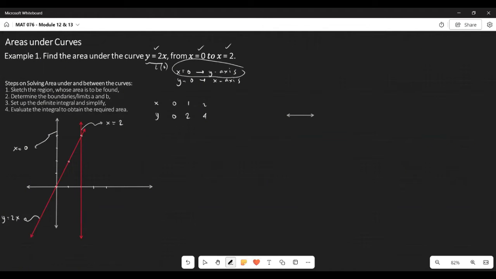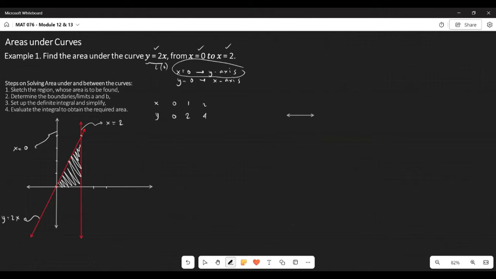This problem, if you look at the module, asks us to compute the area above the x-axis. So therefore, this area is what we will solve. The boundaries are the function itself, y is equal to 2x, the slanted line, then x is equal to 2, and then the x-axis itself.